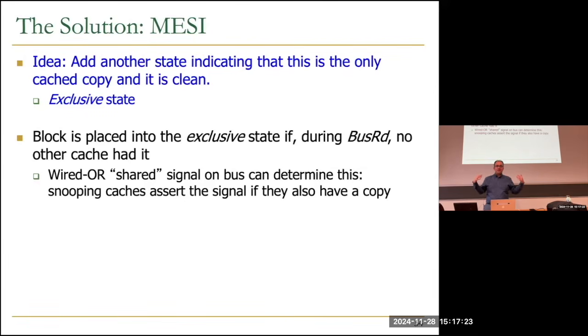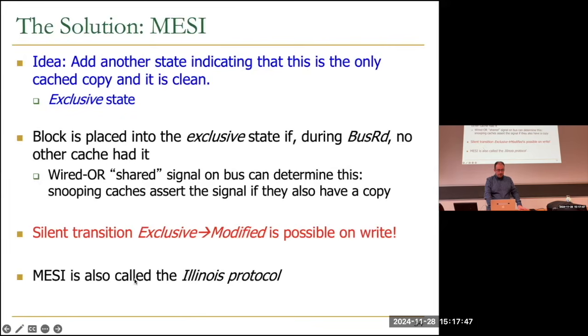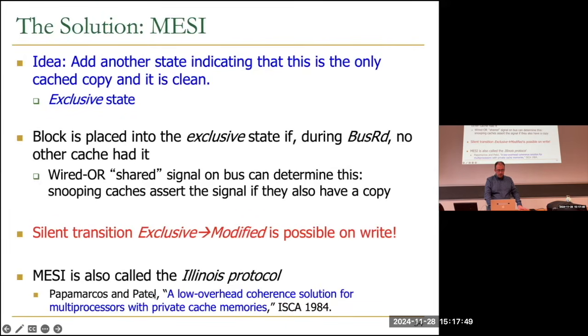But if none of these caches assert this wired-OR, all of them put 0, let's say, then the result of this wired-OR would be 0, meaning that I can get the copy exclusively. And then you move to the exclusive state. The good thing here is that you can silently transition from exclusive to modified with writes. This MESI is also called the Illinois protocol, which was designed by Patel and one of his master's students in 1984.